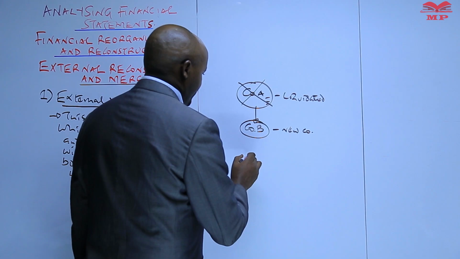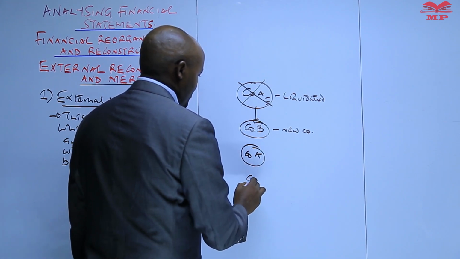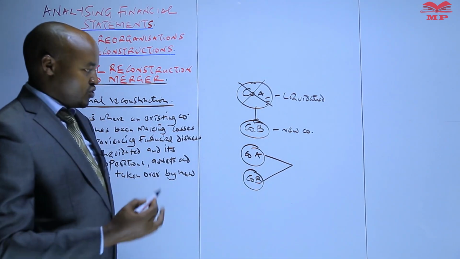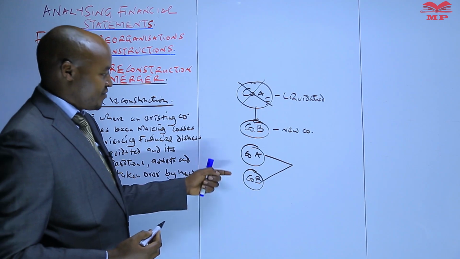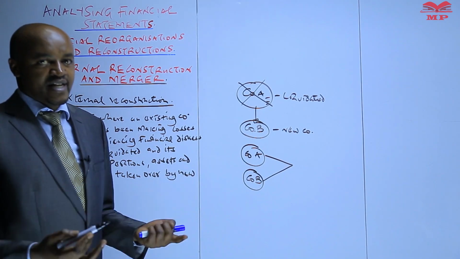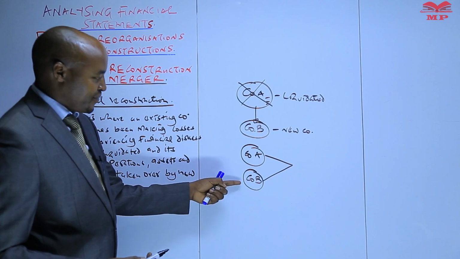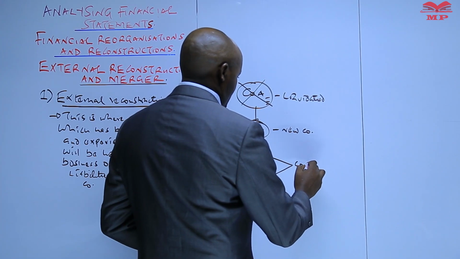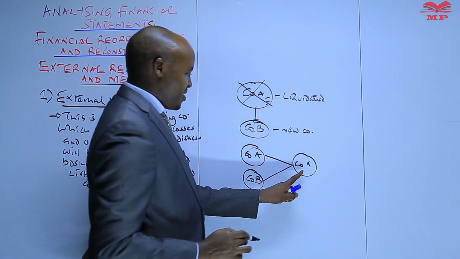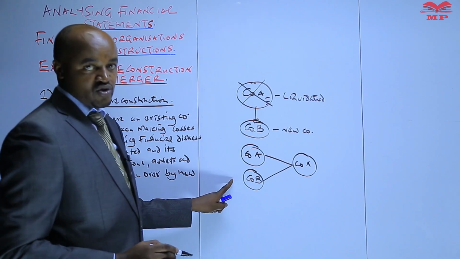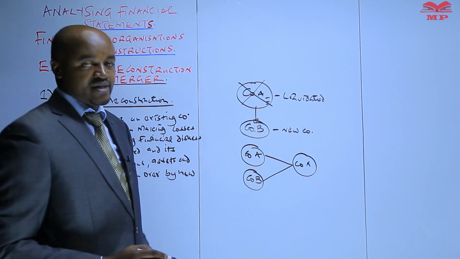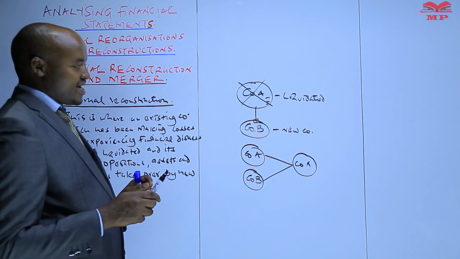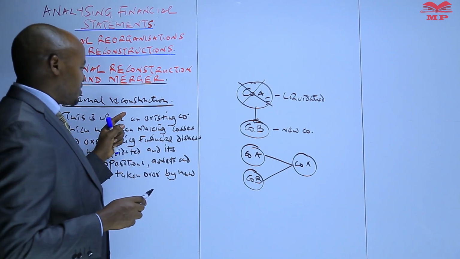Let's assume that we have company A and company B, and these two companies have been making losses for a number of years and also experiencing financial distress. The owners of these two companies, the shareholders and the directors, can agree to liquidate the two companies and then register a new company, say company X. Once that company has been registered, it will take over the business operation, the assets and liabilities of the two companies which have been liquidated. Therefore, you can see there is a similarity between external reconstruction and merger.